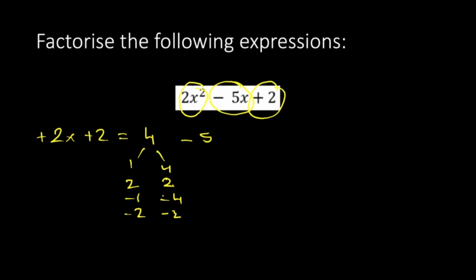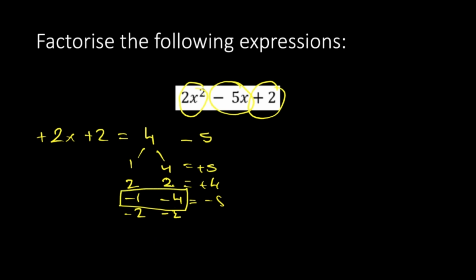So you look at each set of numbers and you see which one will add up to form minus 5. The first one will form positive 5. We're not looking for positive 5, so we move on to the next one. This will form positive 4. We're looking for minus 5. This one will form minus 5. So we found the right set. Minus 1 and minus 4.